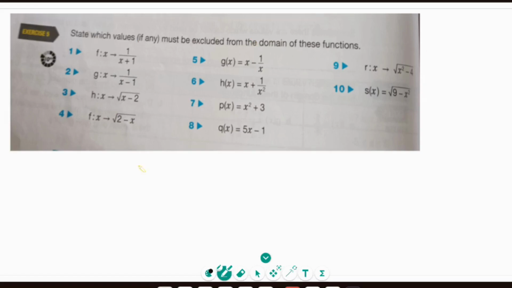Okay, let's just look at this first one here. We do not want our denominator to be 0. Let's take 1 off both sides. X cannot be minus 1, but it's asking for the values that must be excluded from the domain. X is equal to negative 1. So if I put negative 1 into this function, minus 1 plus 1 is 0.